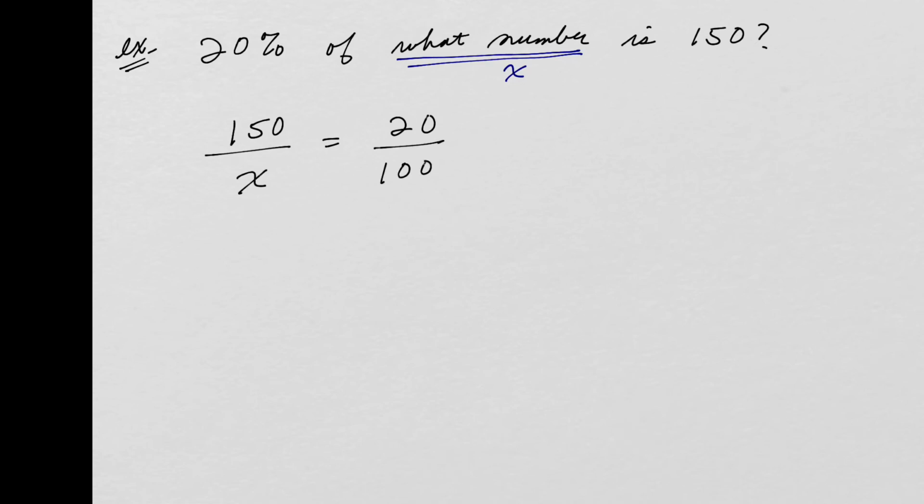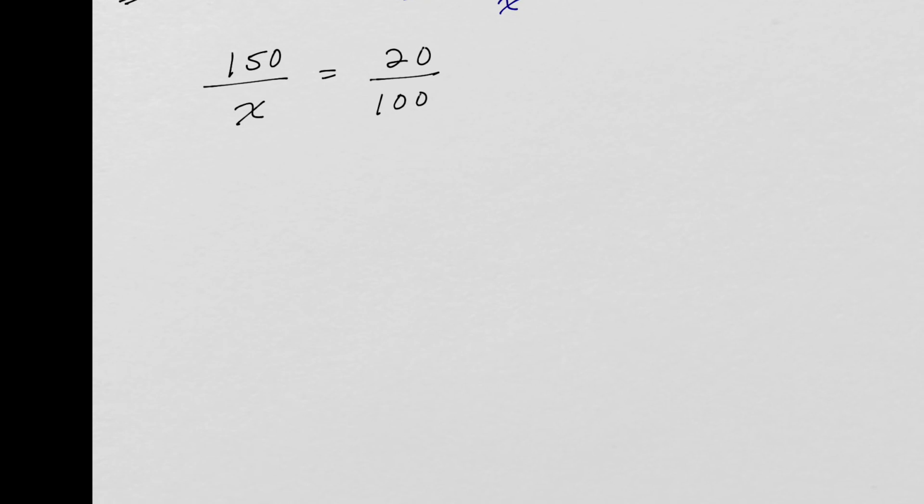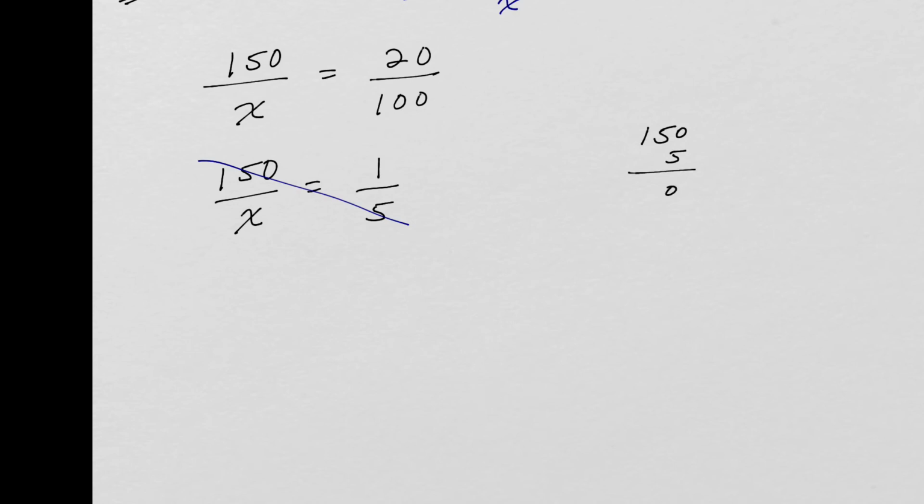So once you have this set up, we can solve it using cross multiplication. Actually, I can simplify this a little bit. Let me write 20 over 100 as 1/5. Now if I multiply upper left times bottom right, 150 times 5, that'd be 750, equals, and then bottom left times upper right, x times 1. Well, that's easy, that's x. Actually, that's nice, we're done. The x is already isolated, so the answer is x is equal to 750.